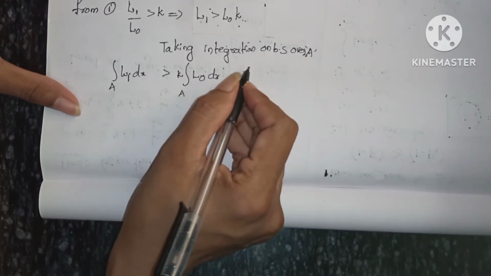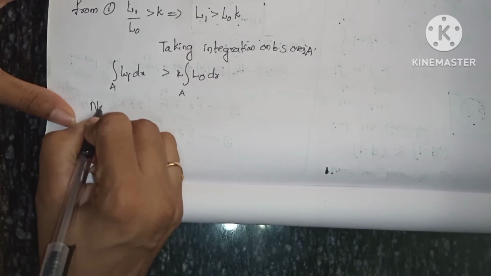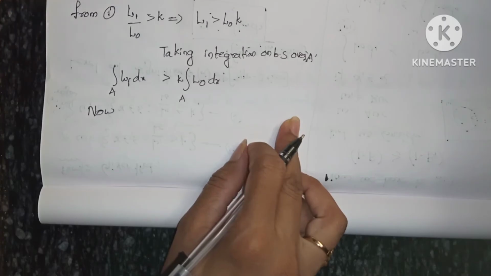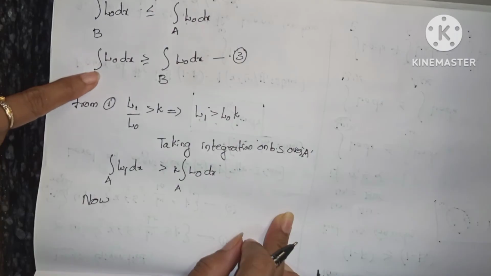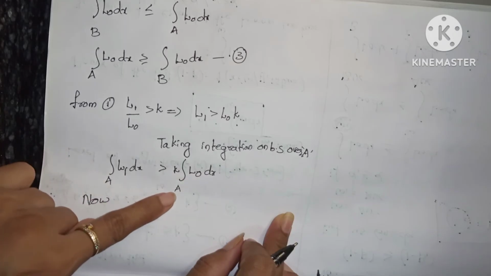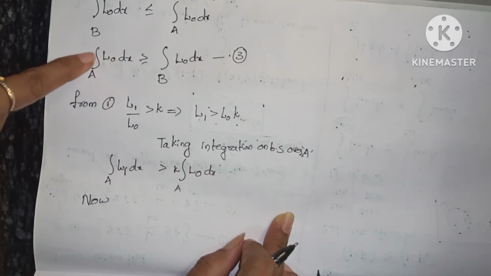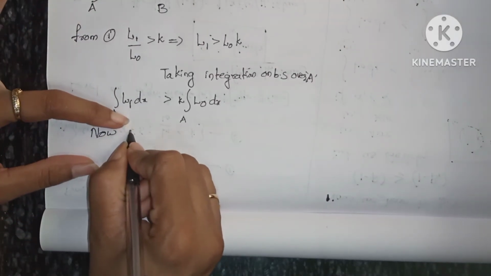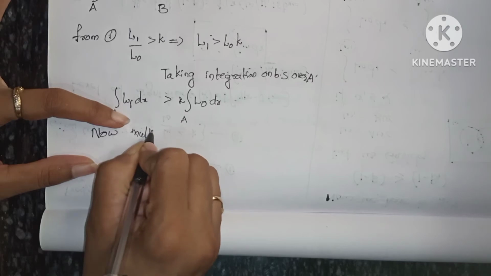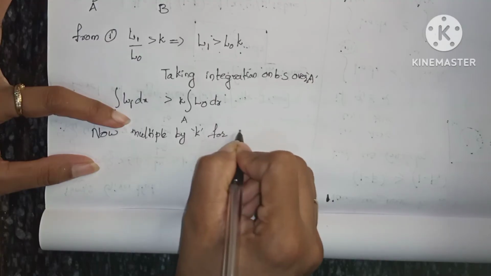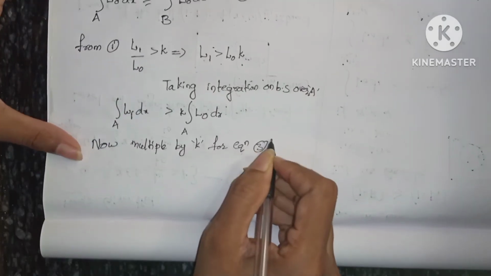Okay. So now what we have to do is, see here, L naught dx we are having over the limit A. Here also L naught dx we are having over the limit A. But here the K is not there. So that's why what we have to do is, now multiply by K for equation 3.